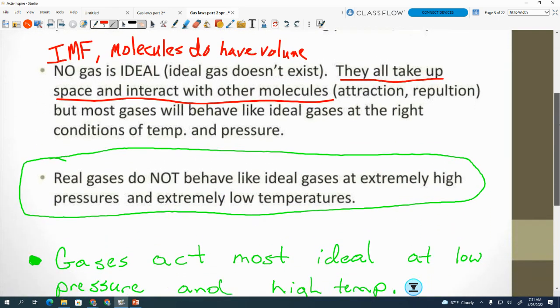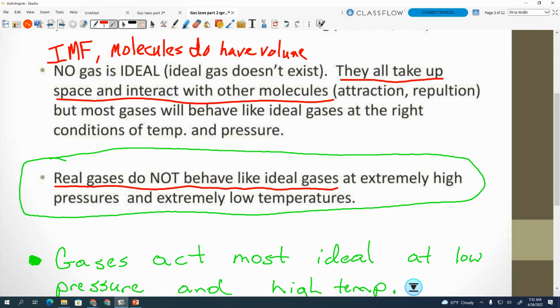All right. So this is kind of getting into where we're starting to make that distinction. A real gas does not behave like ideal gases at extremely high pressure or temperature. So, I want to kind of break this down as to why.